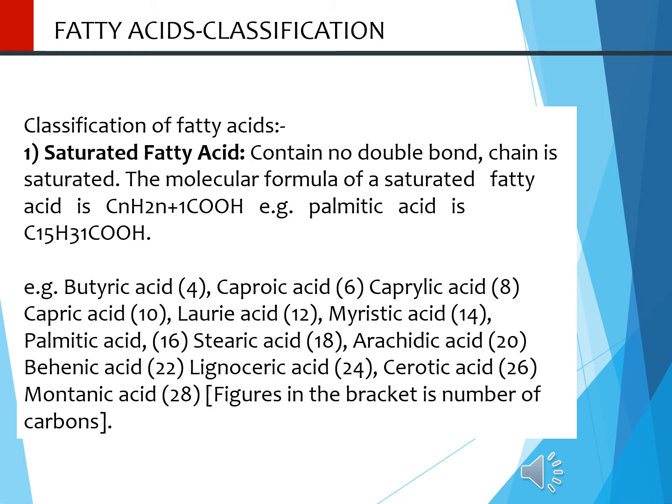Other fatty acids like butyric acid contains 4 carbon atoms, caproic acid contains 6 carbon atoms, caprylic acid contains 8 carbon atoms, capric acid contains 10 carbon atoms, lauric acid is made up of 12 carbon atoms, myristic acid is made up of 14 carbon atoms, palmitic contains 16, stearic contains 18, arachidic acid contains 20, behenic acid contains 22, lignoceric acid contains 24, cerotic acid contains 26, montanic acid contains 28, and these are shown in the next slide.